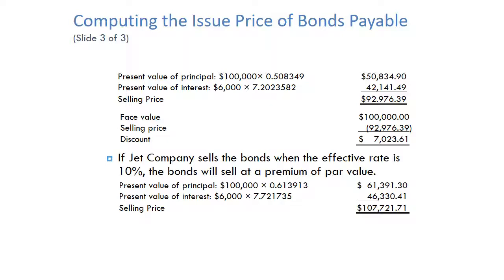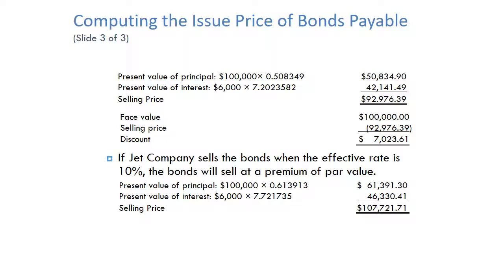Your N will still be 10. Now your interest will be 10% divided by 2, or 5%, because interest is paid twice a year. So there's your present value of 1, the factor, and how much the principal present value would be. The second calculation, again, is for present value of an ordinary annuity.